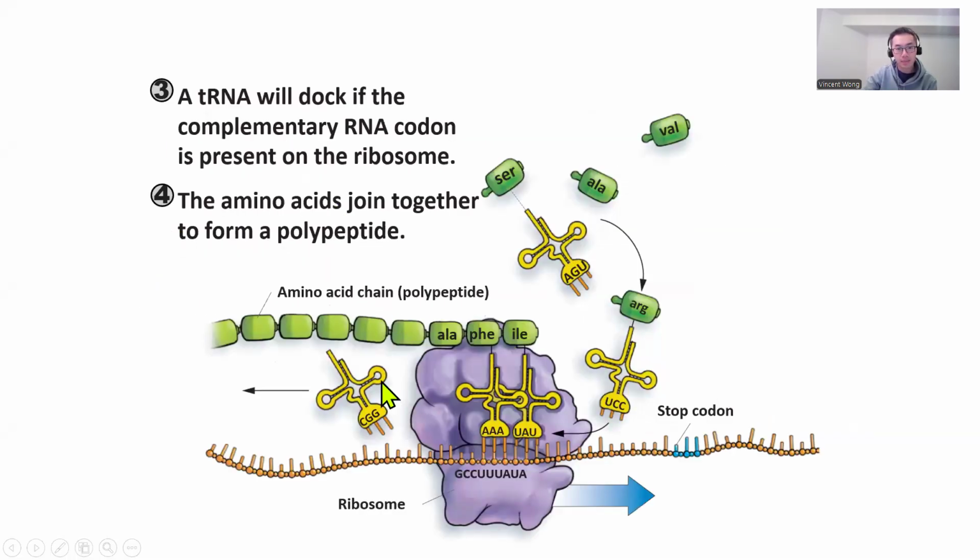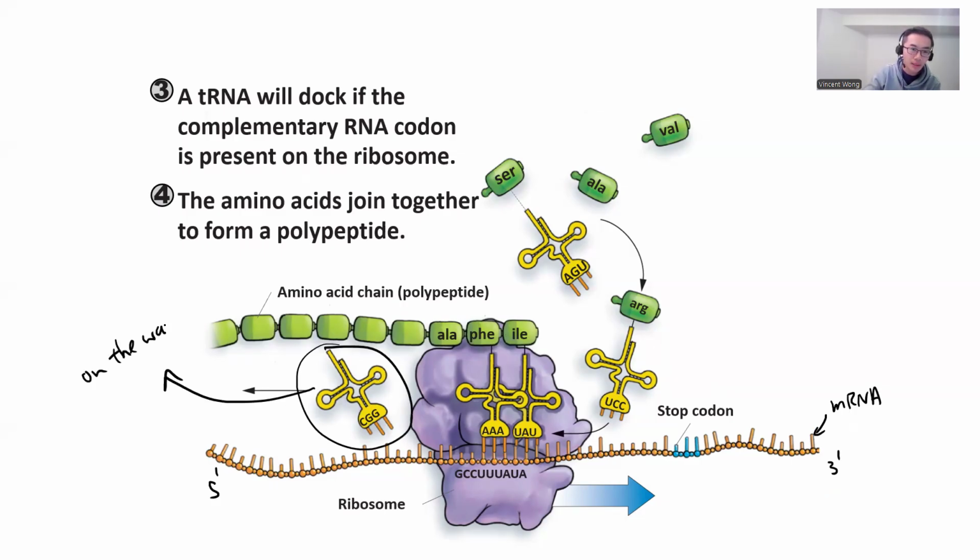This process has already been happening for a while in this picture, but you can see the ribosome has a large subunit and a small subunit, and it has been moving along the messenger RNA here, 5 prime to 3 prime. What happens is the amino acid chain is growing. This one has just deposited the latest amino acid, so it's on the way out, and it will need to pick up another amino acid.